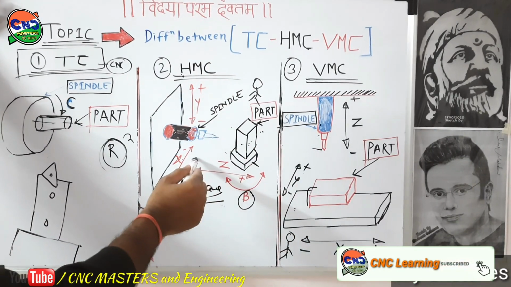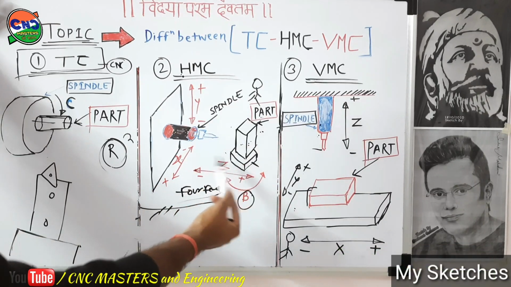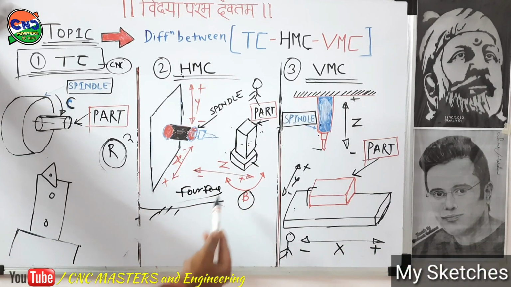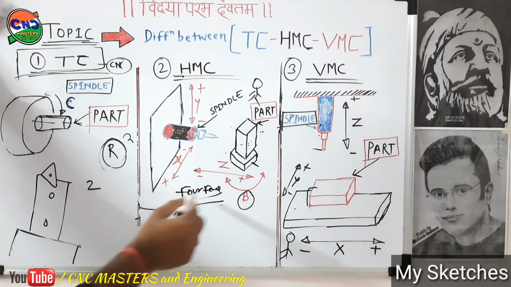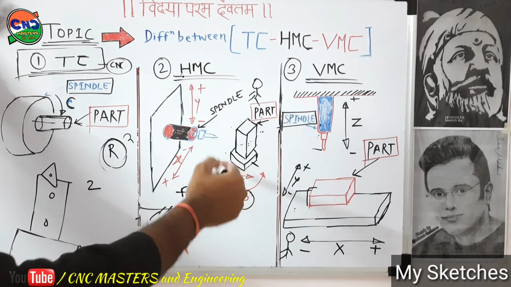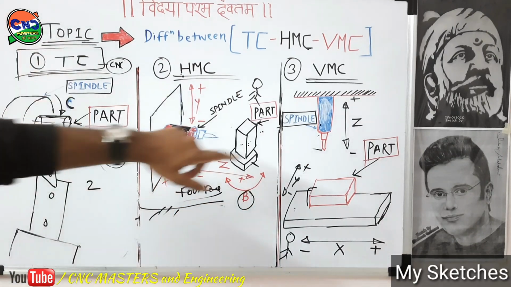Okay, and HMC can access four faces because this pallet is rotating. So there is one more axis. This is a two-axis machine, and this one is a four-axis machine. Okay, now move to the VMC.